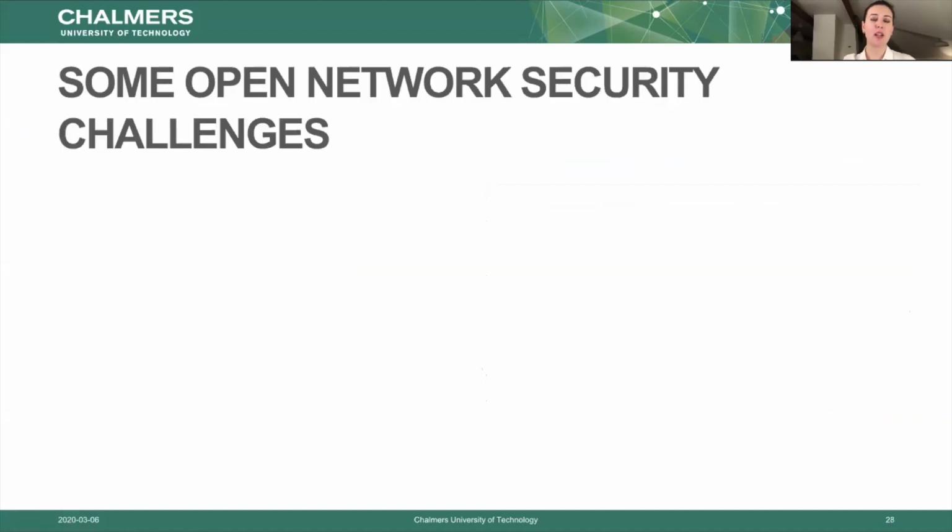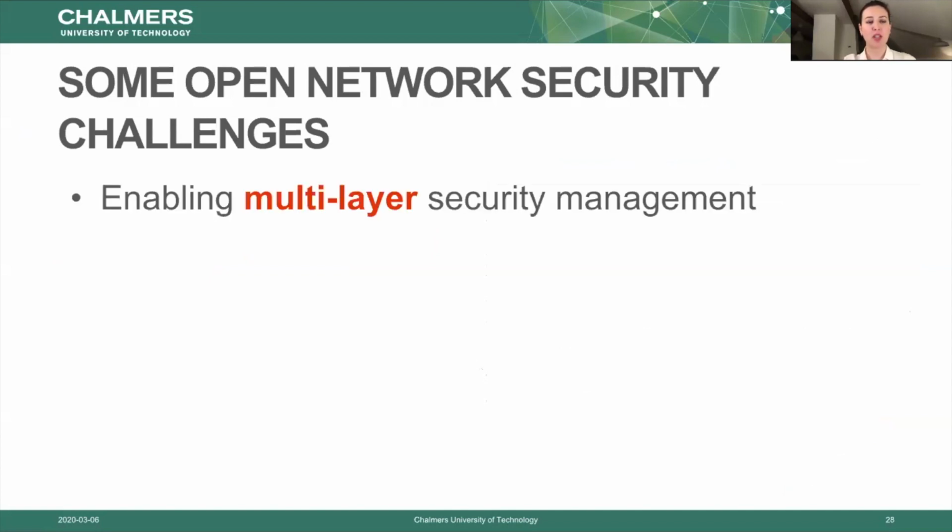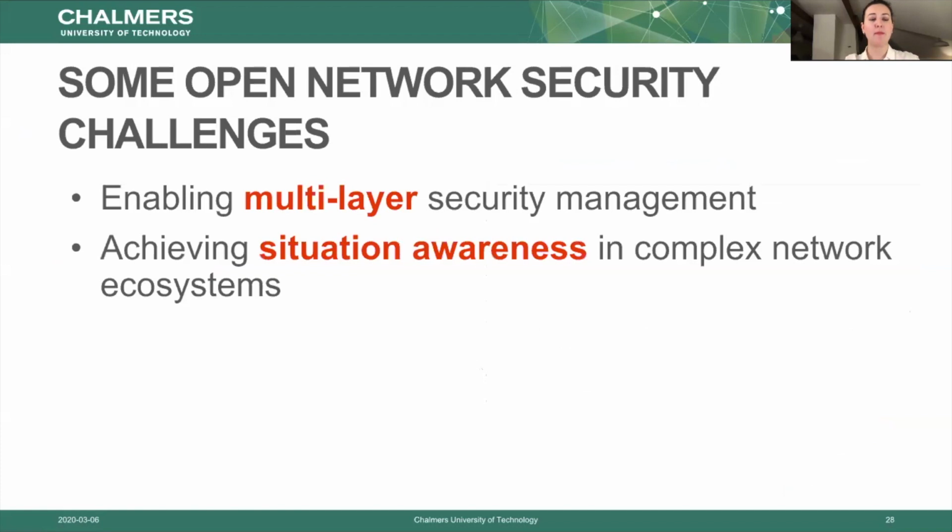And just to conclude, I would like to list some open network security challenges. One of them is related to enabling multi-layer security management and trying to leverage the exchange of information between the different layers instead of managing the security of each of them in a separate way. The second would be achieving situation awareness in complex network ecosystems so that the network is able to perceive its status, comprehend it, and project its future states.